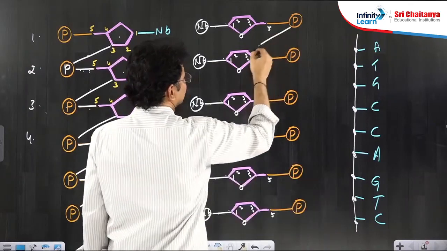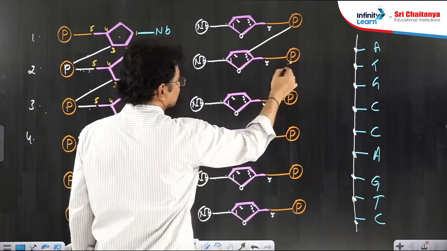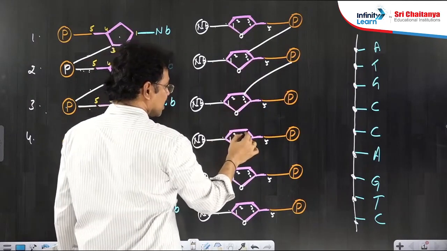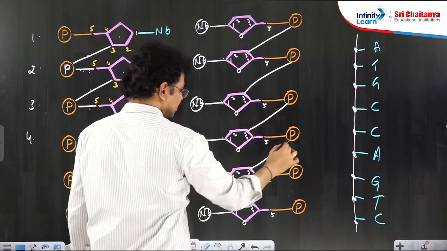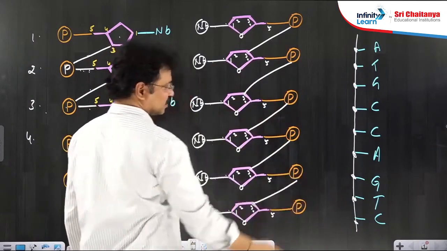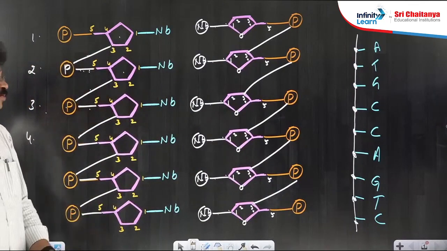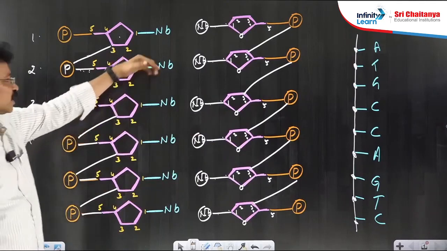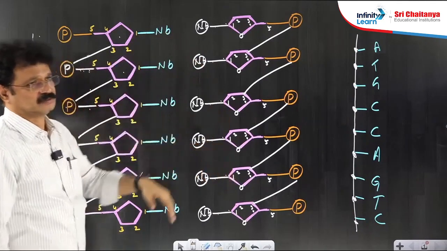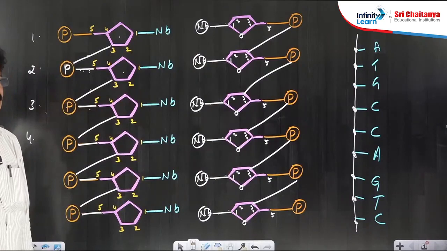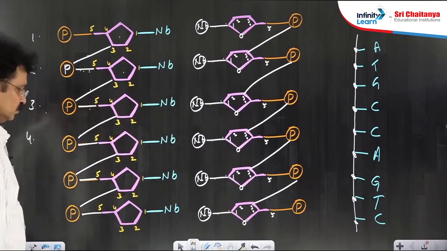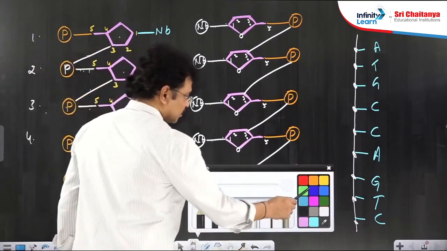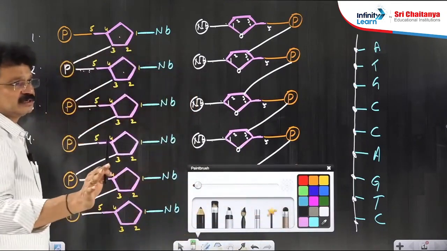This phosphate binds to the third carbon of the sugar, phosphate to third carbon. These are the two strands of the DNA molecule. One strand is vertical, the second strand is in an inverted position. Another one more point is very essential.